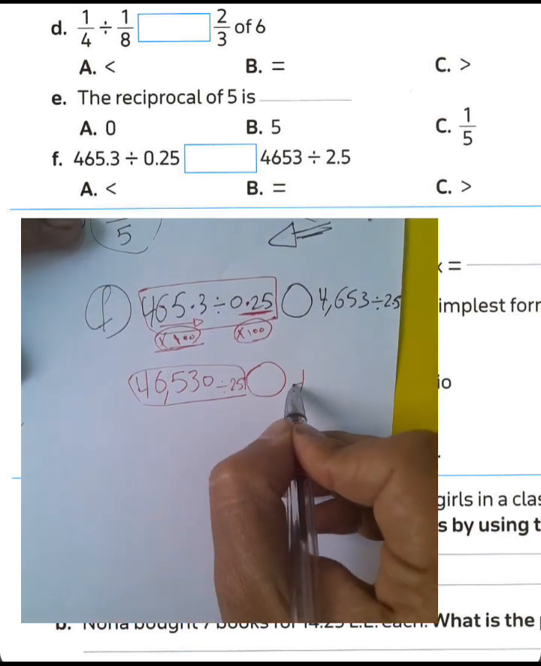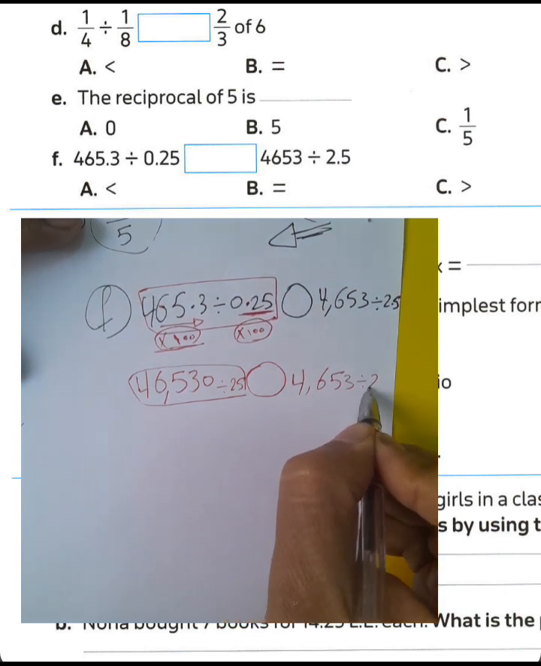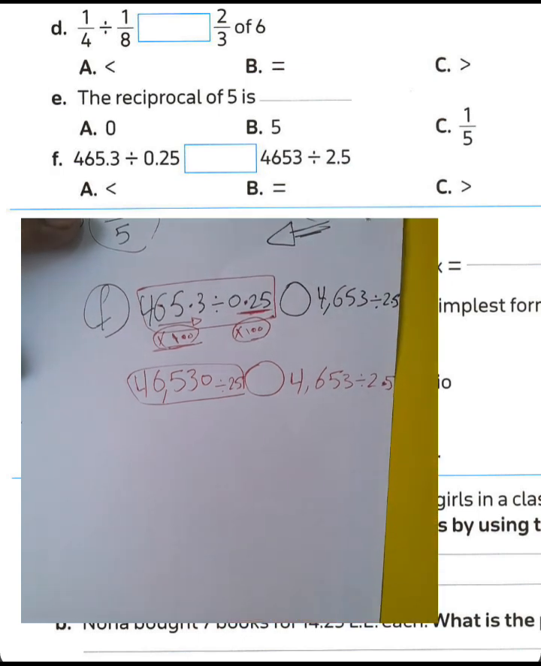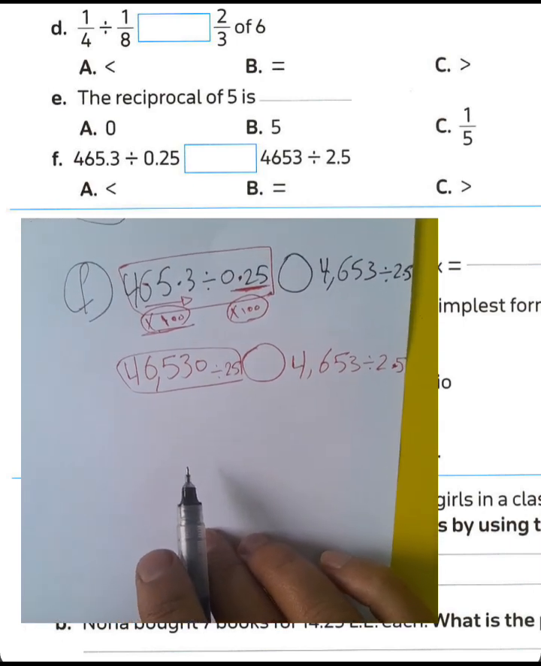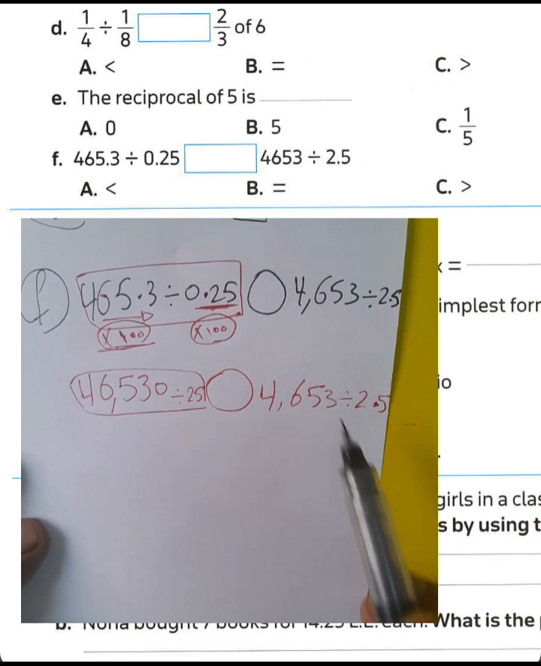And what about 4,653 divided by 2.5? It will be equivalent because this number has a point in the divisor. Then you must multiply by 10. Multiply by 10 here to cancel the point. Then they are equivalent.